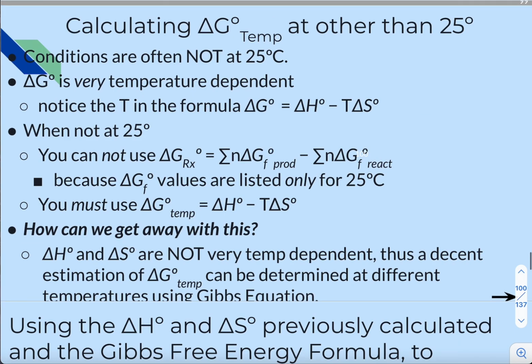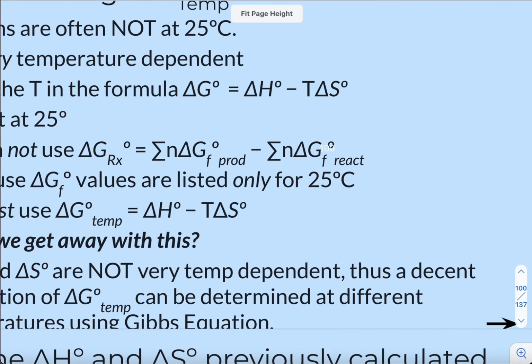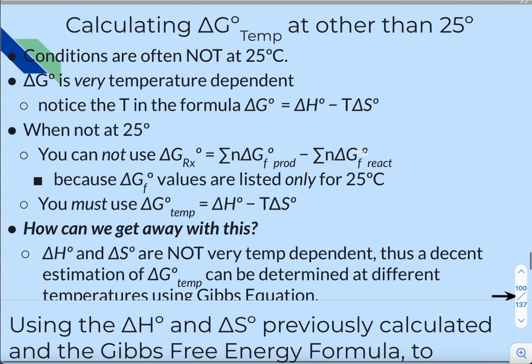Sometimes we're not going to have it exactly at room temperature, which is 25 degrees Celsius. So we can change delta G by multiplying by a different temperature in the delta G formula. However, you cannot use your delta G not tables. So don't use this. You can't do products minus reactants, okay? Because this little symbol means it's standard.